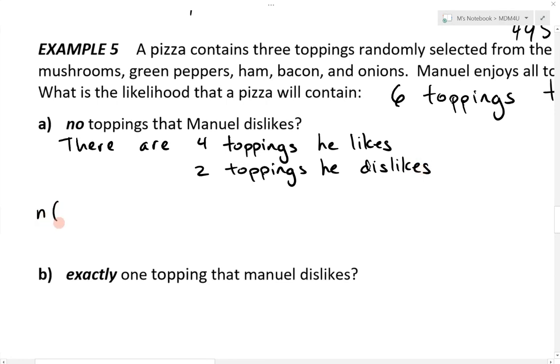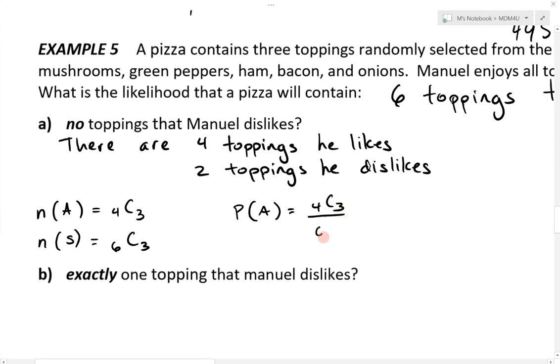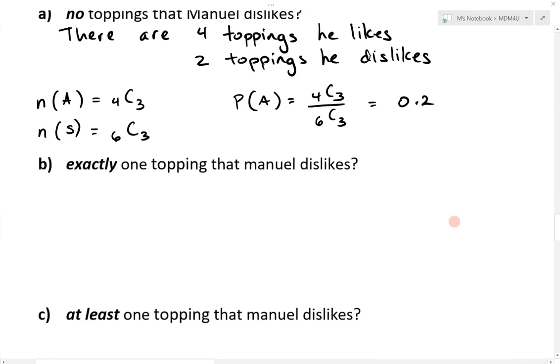So then the number of ways you can get the event that no toppings that he dislikes is 4 choose 3, because the pizza contains 3 toppings and there's 4 of them that he likes. Total number of possible outcomes are, well, there are 6 toppings in total and you're going to choose 3, so 6 choose 3. So the probability that there is a pizza with no toppings that he dislikes, meaning all toppings that he likes, is 4 choose 3 divided by 6 choose 3, which is equal to 0.2, which is 20%. So 20% chance that he gets a pizza with all the toppings that he likes.